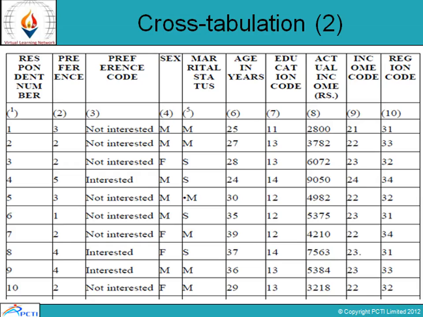Now there were 10 respondents which are shown here in this tabulation. Likewise, their preference is given in column 2, whether they are interested or not interested, and these are the codes which are assigned in the preference code column number 3.